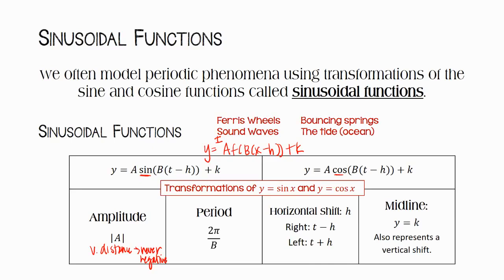Our midline value is this k value at the end, because that's a vertical shift. In our regular sine and cosine function, the midline is at y equals 0. And so when we shift our cosine or our sine function up or down, then our midline also shifts up or down. So y equals k, this value k out here, is the equation of your midline, but it also represents a vertical shift. So if a question asks you for the vertical shift or the equation of the midline, that k value should be exactly the same.